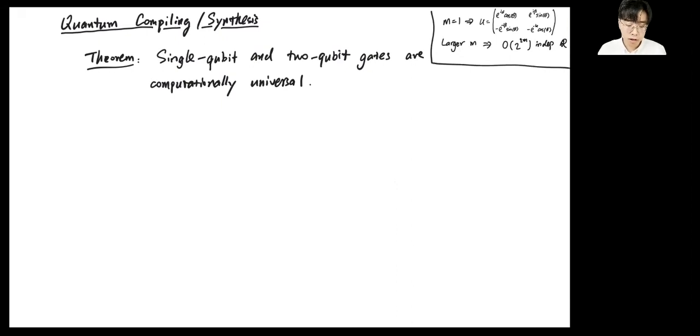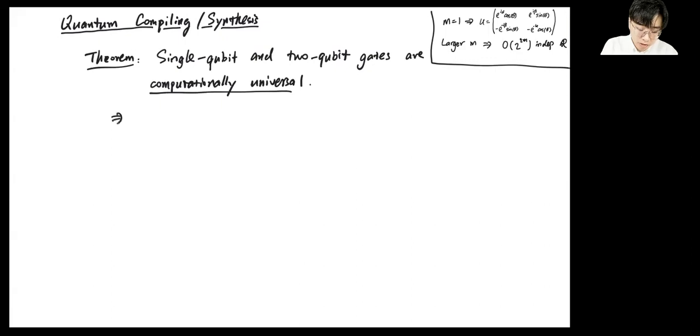I'm writing down its colloquial form here, but you can find a more rigorous mathematical description in the textbook. The theorem says single qubit and 2 qubit gates are computationally universal. So what does it mean to have these gates being computationally universal?